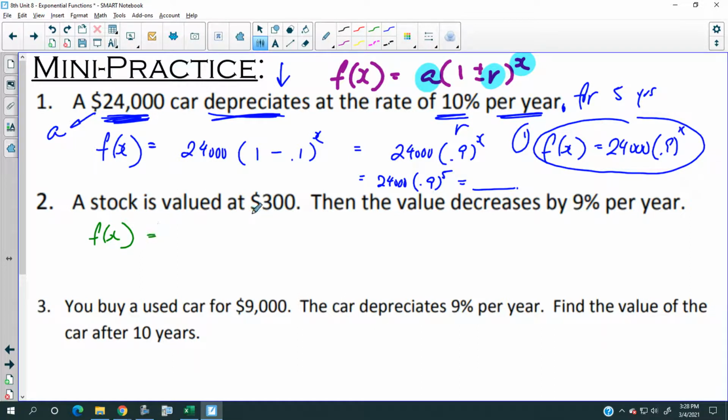$300. Now what is that? Is that A, R, or X? Yeah, A, right? That's right now. Especially with stock prices, it's always about what's right now. So right now it's 300.